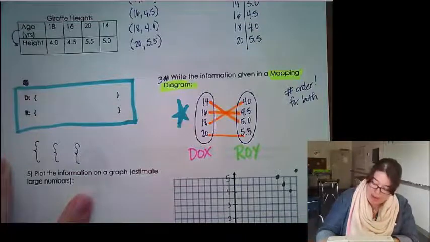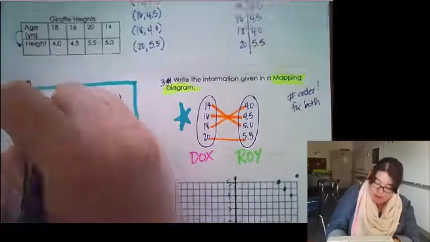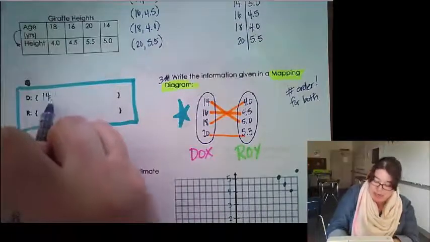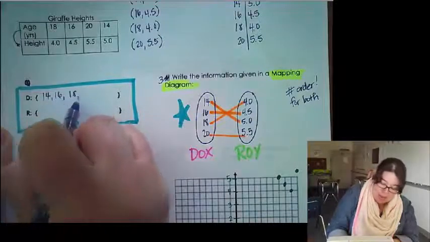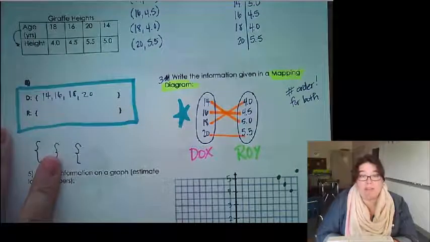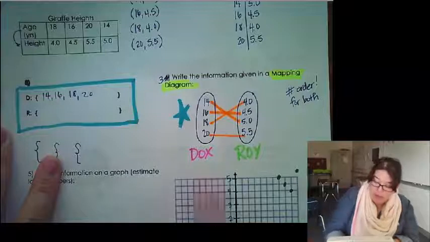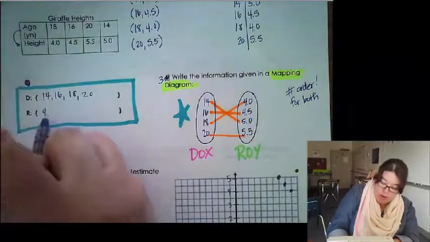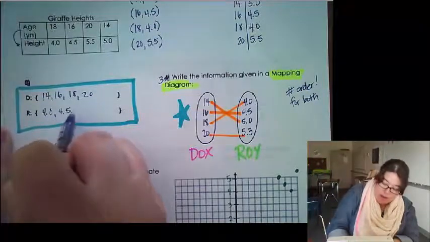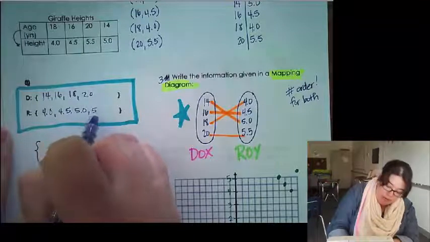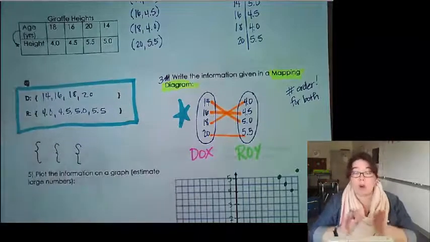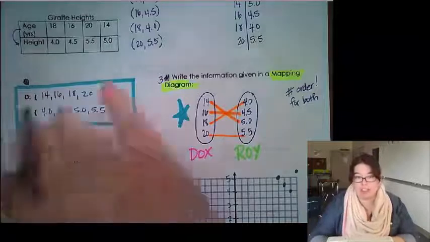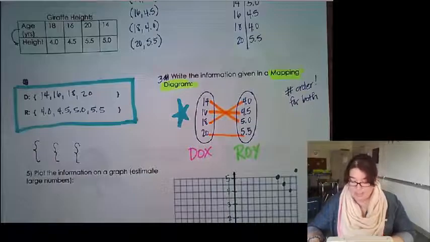Once you're comfortable with brackets, go ahead and list your domain values. We've got 14, 16, 18, and 20. Those are our domain values for this relationship. Then our range values are 4.0, 4.5, 5.0, and 5.5. So there's the domain and range for this relationship, for this set of numbers. Now let's take a look at another one.